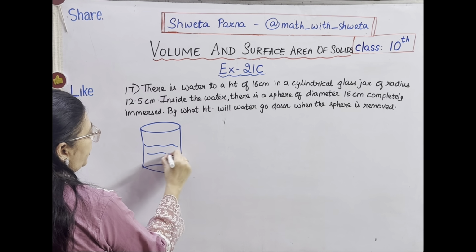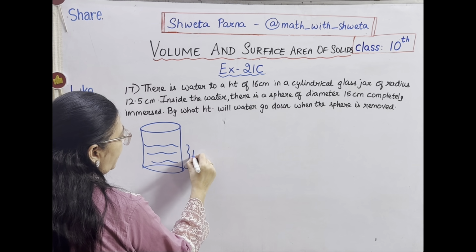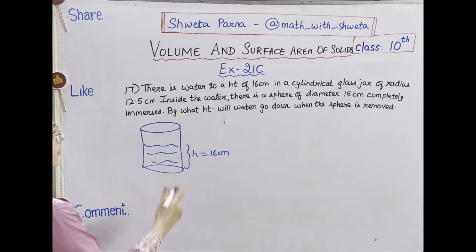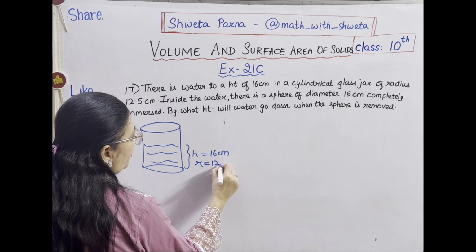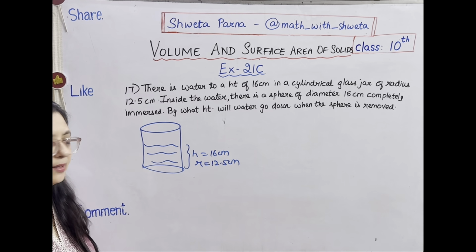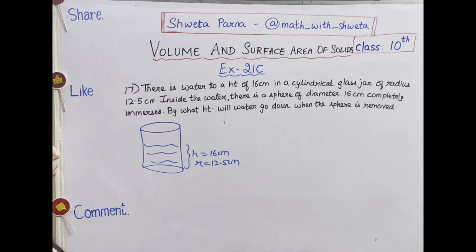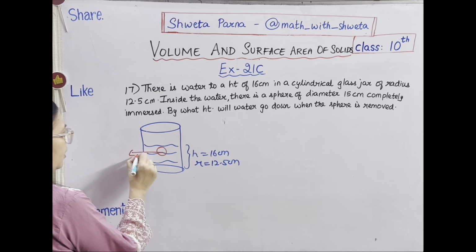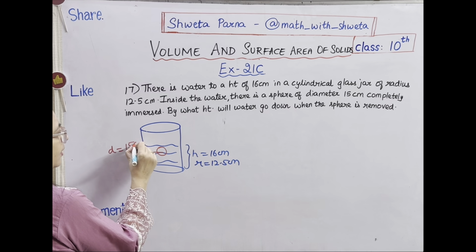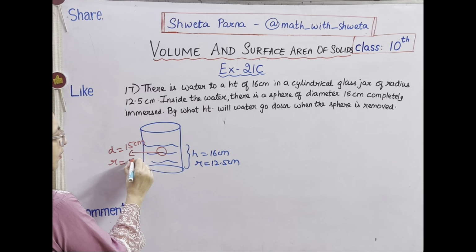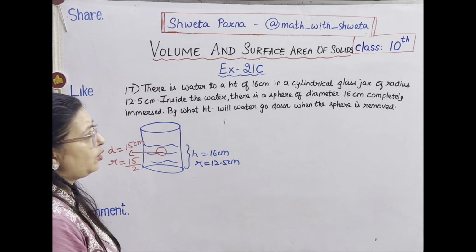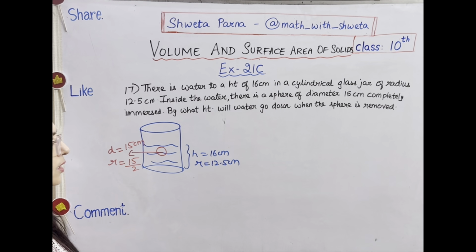There is water in it to a height of 16 centimeter, and the radius is 12.5 centimeter, of a cylindrical glass jar. Inside the water, there is a sphere whose diameter is 15 centimeter. So the radius would be 15 upon 2 centimeter. By what height will the water go down when the sphere is removed?